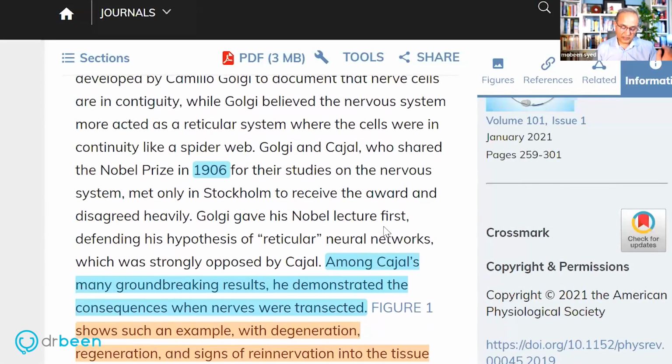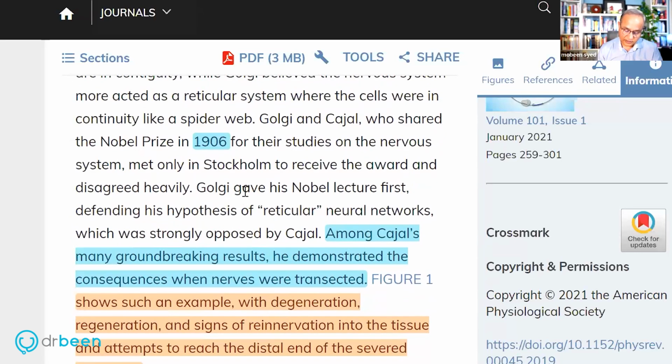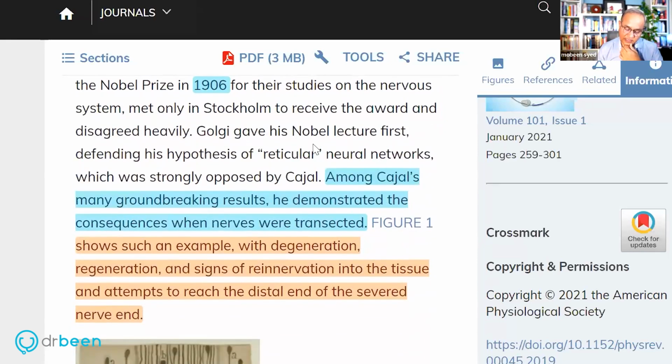So in the 1906 Nobel Prize, they both were given the prize. And it's funny that they went to Stockholm to receive the prize and deliver the lecture. Golgi gave his Nobel lecture first, defending his hypothesis of reticular neural networks, which was strongly opposed by Cajal. Among Cajal's many groundbreaking results, he demonstrated the consequences when a nerve was transected.